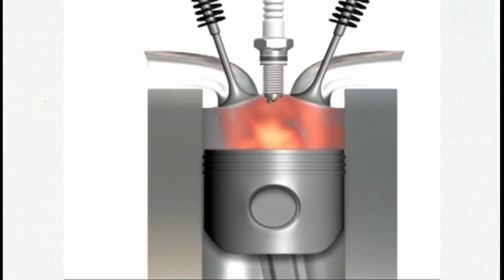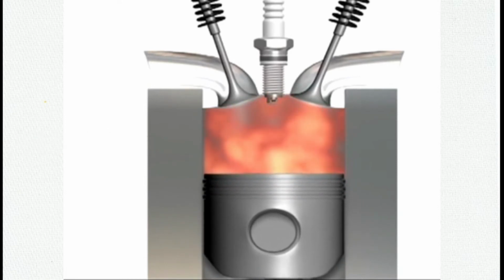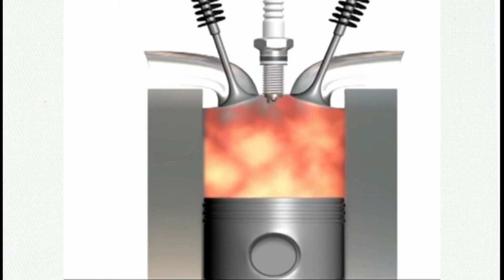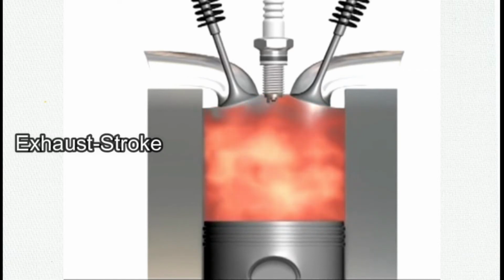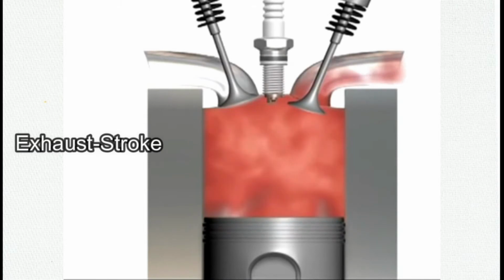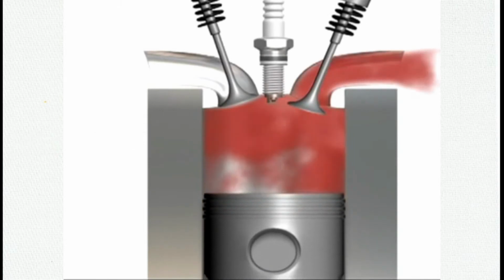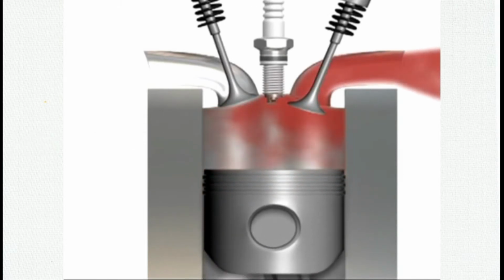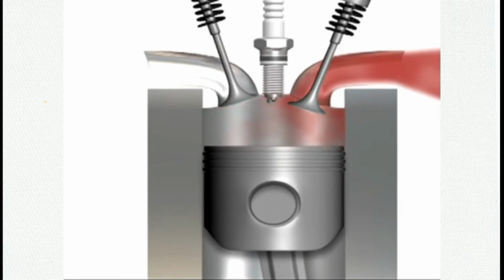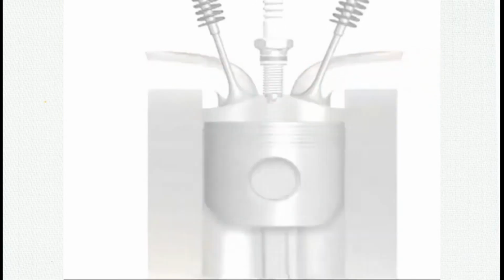The mixture is burned, creating an explosion that causes the piston to go down again. The last one is the exhaust stroke. The piston goes up, taking out all the gases produced by the combustion. There are also 2-stroke engines that do the same as the 4-stroke but in fewer revolutions of the crankshaft.